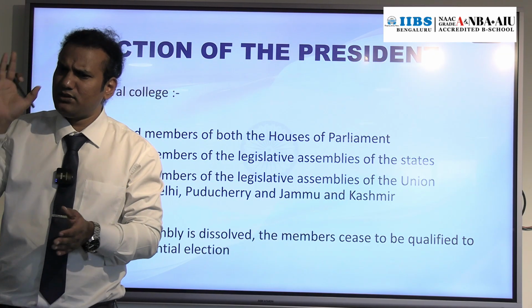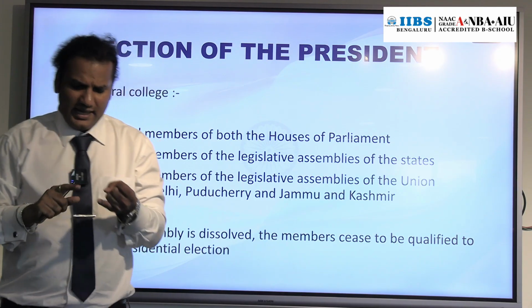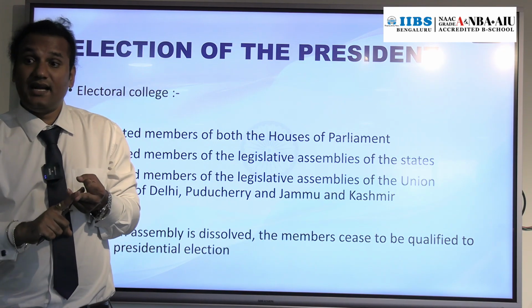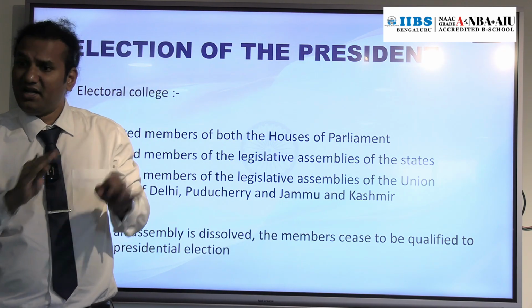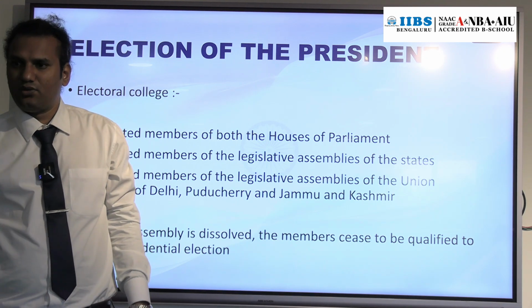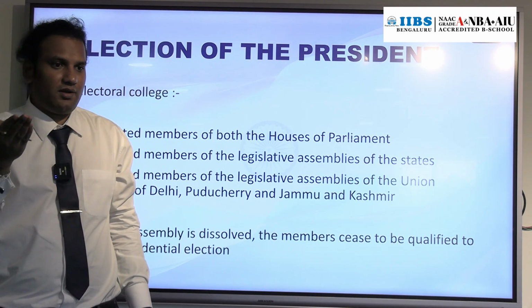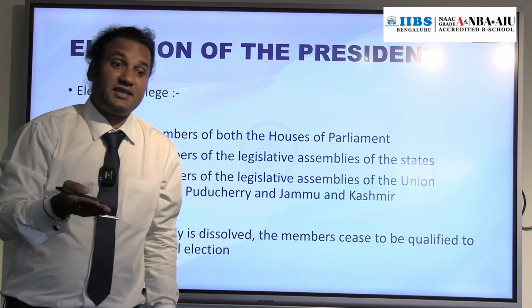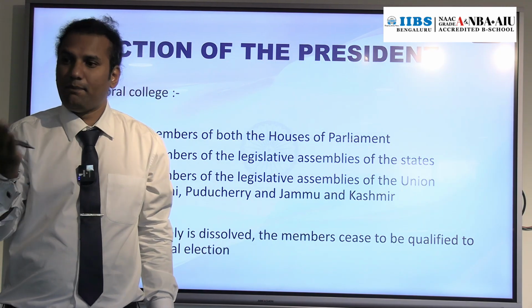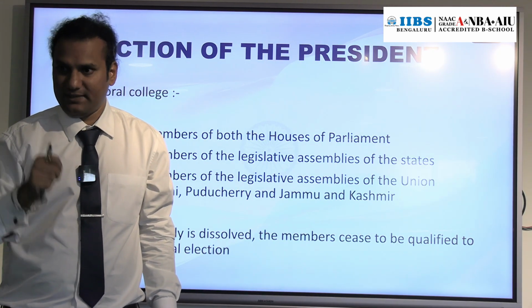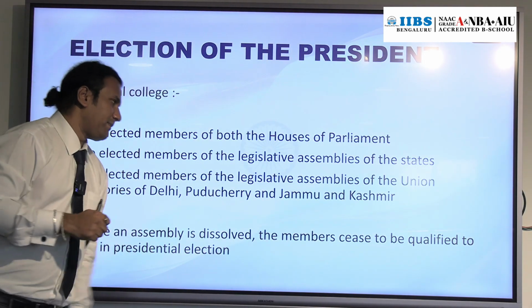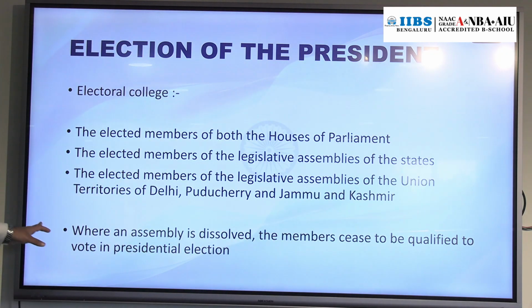So, what is that simple? Who are the members of the electoral college? Elected members of Lok Sabha, elected members of Rajya Sabha, then elected MLAs. That is all. Remember 3 things. The rest are not at all eligible. Who are not at all eligible? Nominated members of Rajya Sabha, nominated members of the Legislative Assembly, and nominated and elected members of the Legislative Council, MLCs. Those people are not eligible to vote in the election of the President of India. Now you understood, everyone? Okay.